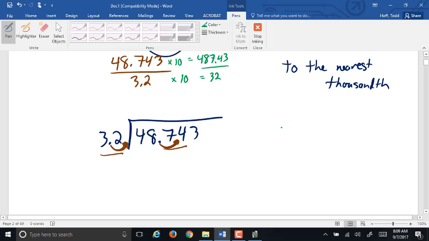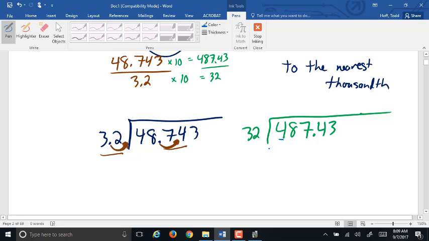So when I put it back in division, 487.43 divided by 32, it's the same division problem. It just looks different. Like I said, if we did that long way that I showed you on the first couple of days, we don't need to move the decimal point. We can divide by 3.2 just fine. This is their shortcut for making it work.